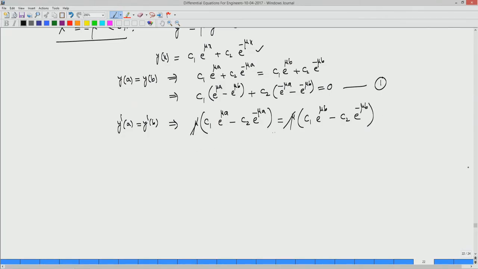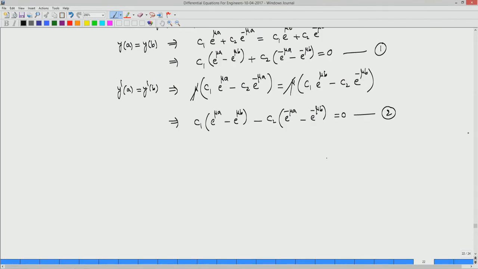So, mu you can cancel because mu is positive, so non-zero, and you get C1 e power mu a minus e power mu b, and you have minus C2 e power minus mu a, and this when you bring it to this side, this will become plus, and you have finally minus. So, minus minus plus minus mu b equal to 0. So, this is the equation number 2.